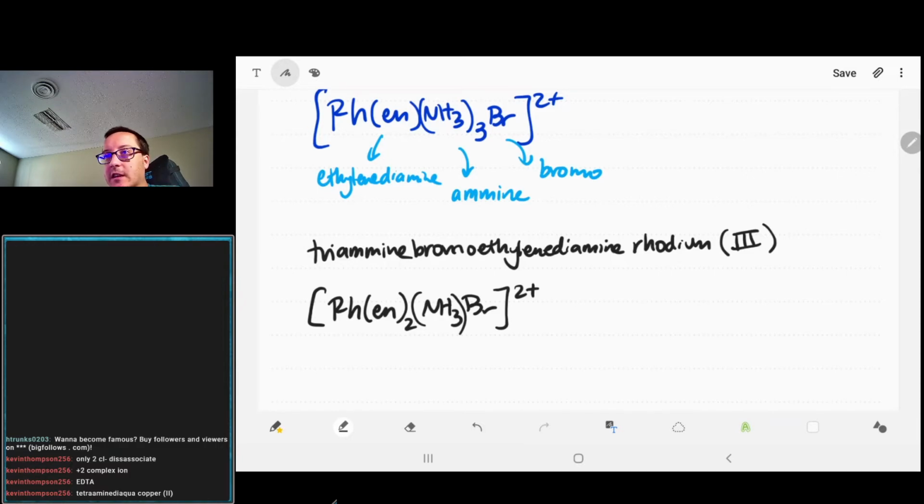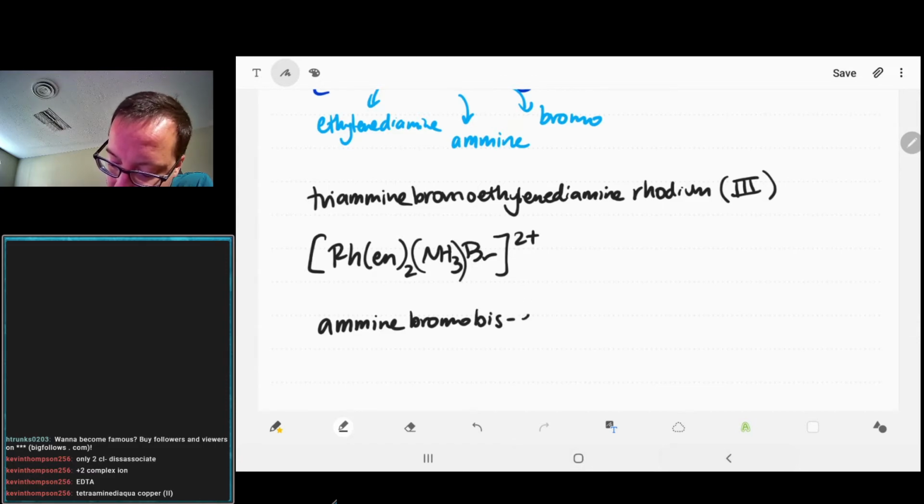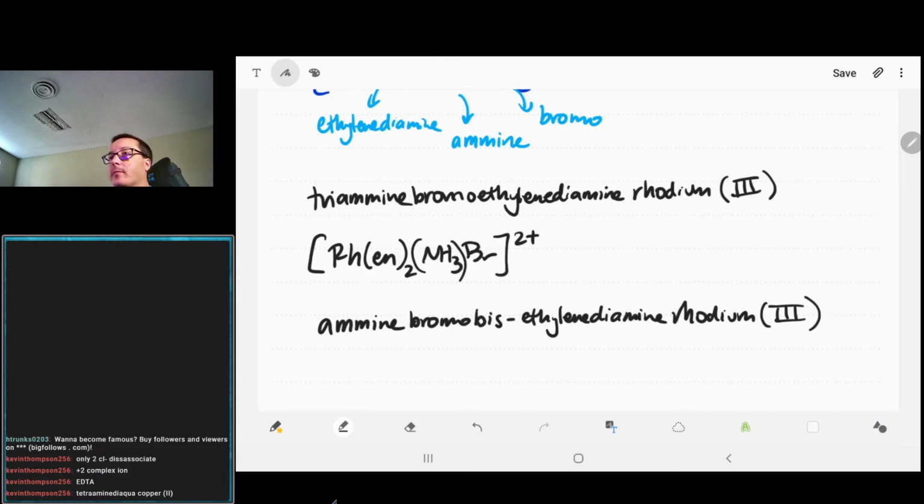If I change it slightly, we have the same things here. This one would be named amine, bromo, bis(ethylenediamine), rhodium(III). So these names get long and tedious, but that's okay.